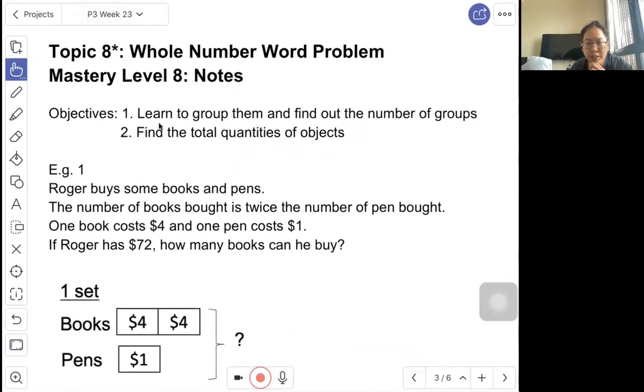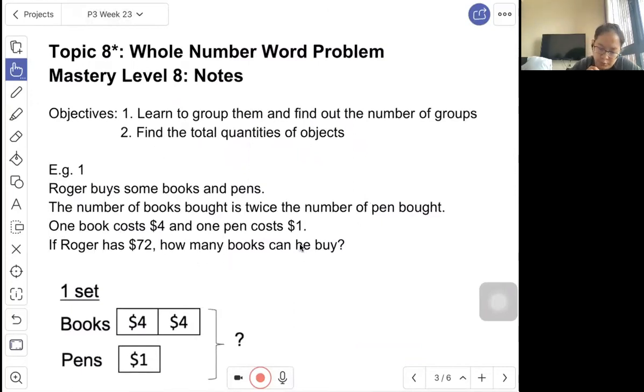So in mastery level 8, we learn to group them and find out the number of goods and find the total quantities of objects. Example 1: Roger buys some books and pens, and the number of books bought is twice the number of pens bought. One book costs $4 and one pen costs $1. If Roger has $72, how many books can he buy?